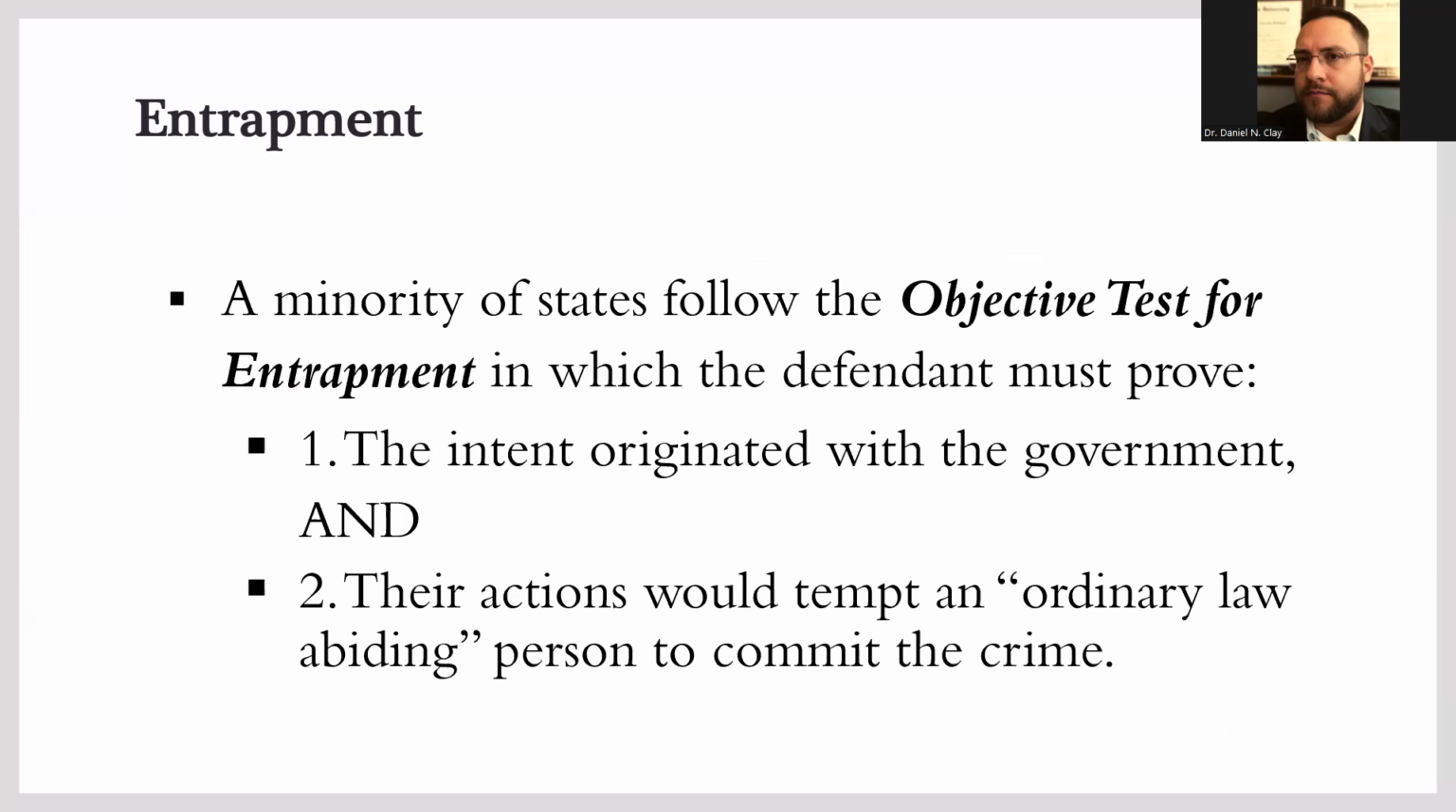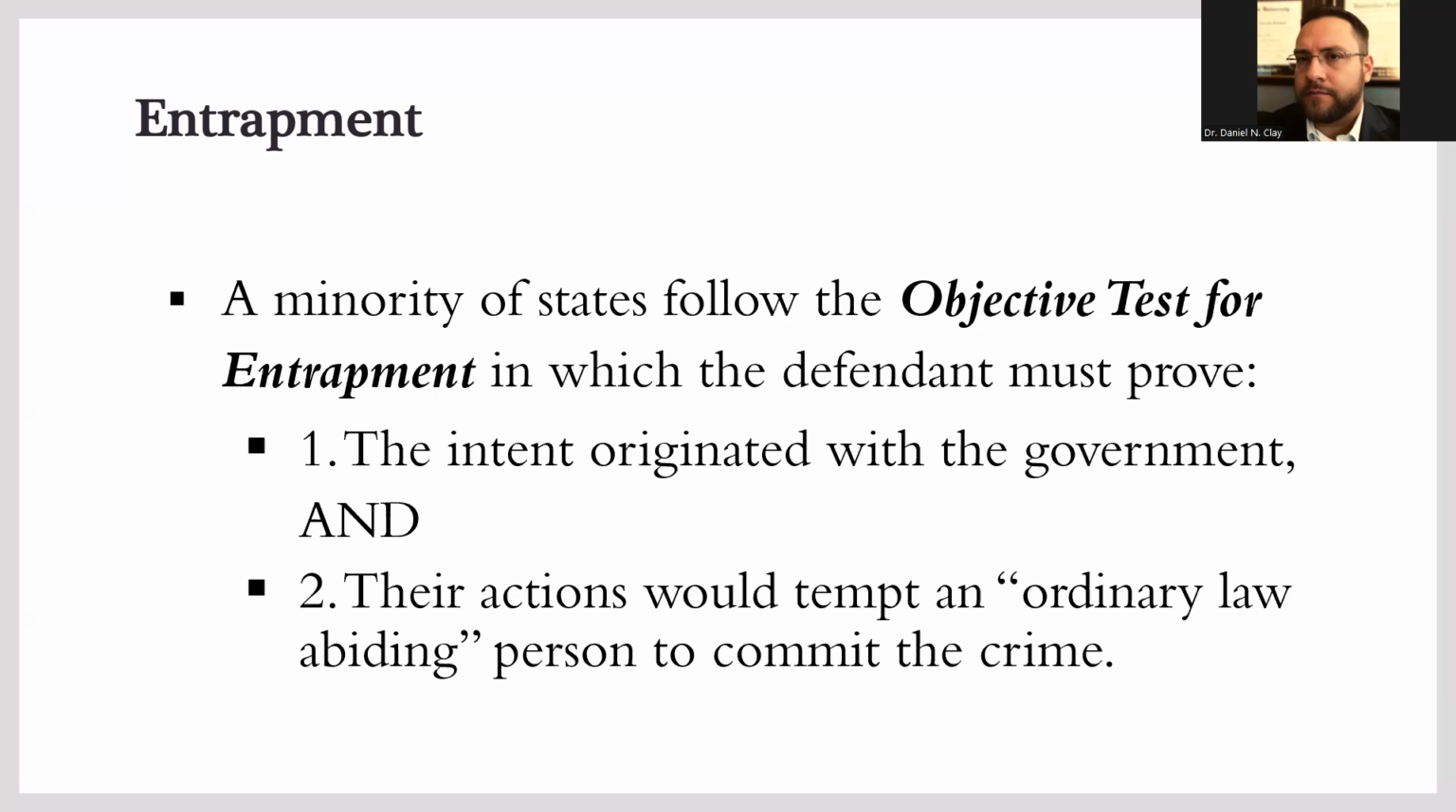So this is the intent. The person did not have the original intent to commit a crime. The intent originated with the government, and their actions would tempt, quote, an ordinary law-abiding person to commit the crime. So instead of just asking who the intent generated with, was it your intent to engage? Here it's not only whether it was your intent to engage, but whether an ordinary person, just a normal person, would commit that crime based on whatever inducement there was.